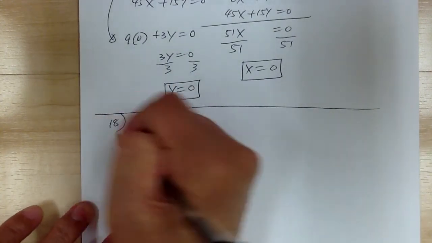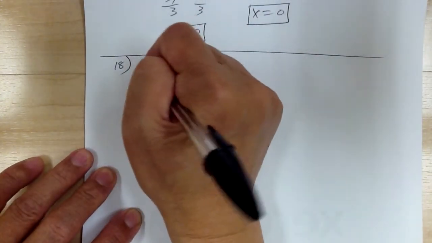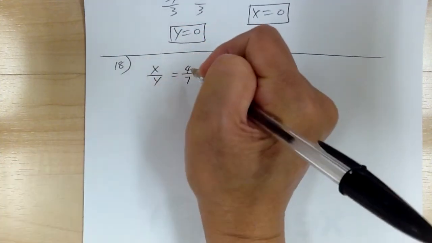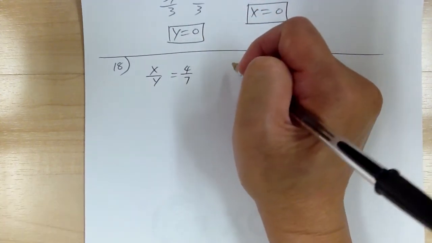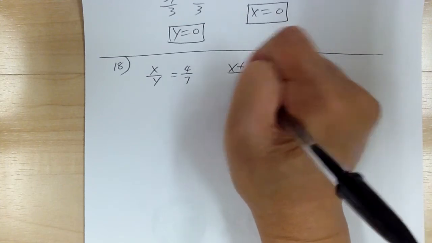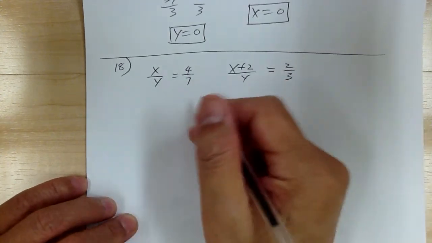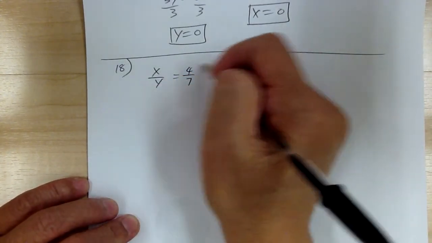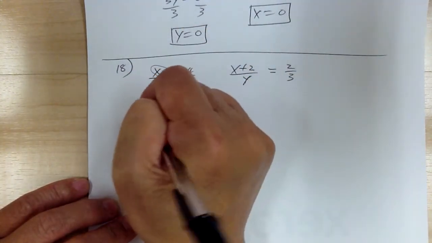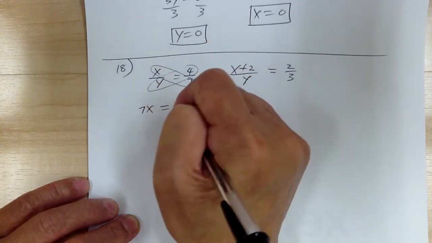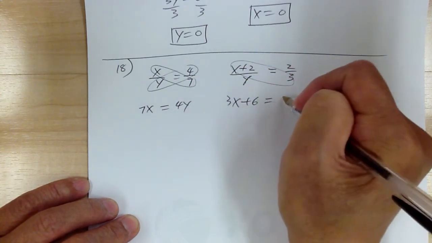Okay, let's go to number 18. Okay, I have x over y equal to 4 over 7. And I have x plus 2 over y equal to 2 over 3. So first, let's get rid of the fraction. So I'm going to cross multiply, and I want to put x on the left hand side. So cross multiply, I get 7x equal to 4y. Over here, I'm going to cross multiply, so I got 3x plus 6 equal to 2y.